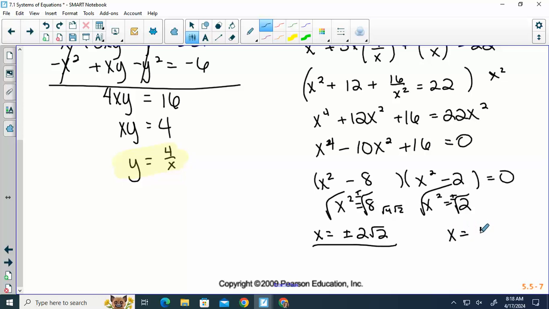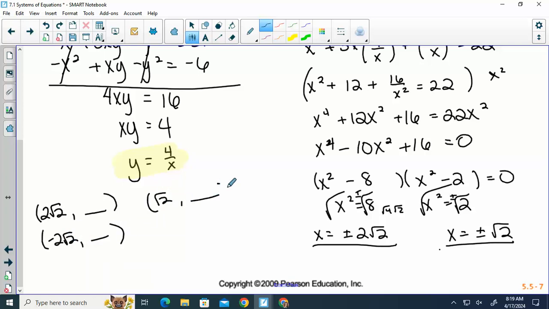This one, we get plus and minus the square root of 2. All right. That was a lot longer, wasn't it? We have x. How many different x's do I have right now? 4. So we have 2 radical 2, and we can find the y. We have a negative 2 radical 2, positive radical 2, and negative radical 2. So I currently have at least 4 points. I could get more if when I plug those in I got plus and minuses on my y as well.